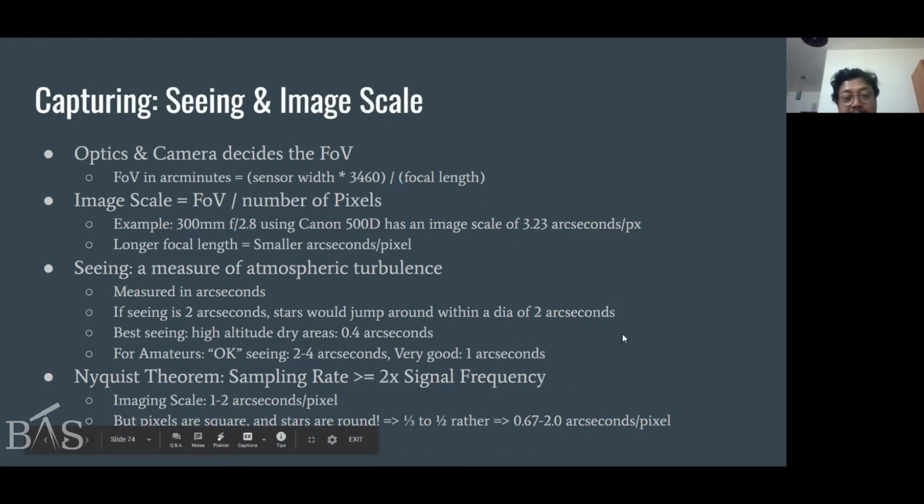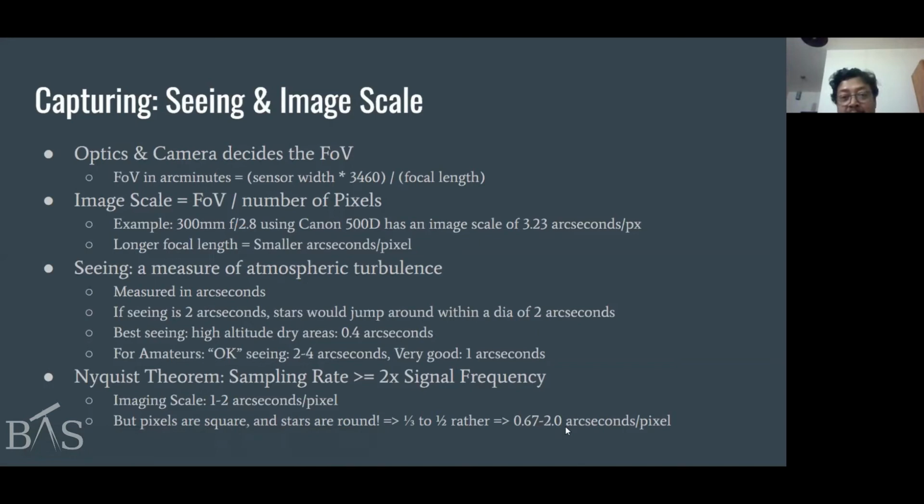Now there is a spin on this. The pixels are square, but the star that you're capturing is round, and you really want to make the star round, so you want a little more width. This rule is relaxed a bit in modern times to say one third on the lower side to half on the higher side. Essentially 2/3 instead of 2/2 to 4/2. So it results in 0.67 to a couple of arc seconds per pixel as the recommended imaging scale in which you should be imaging.